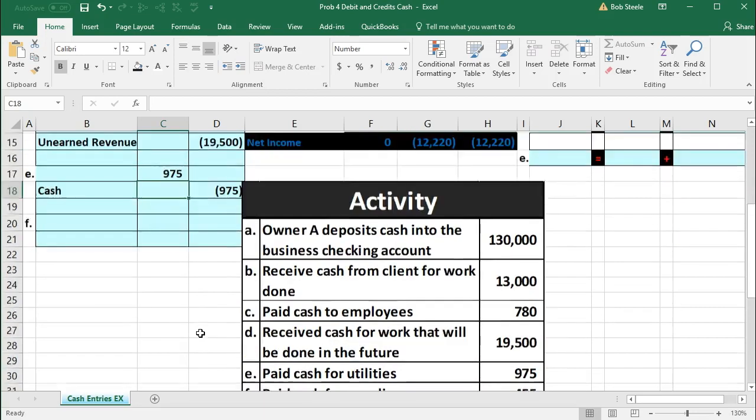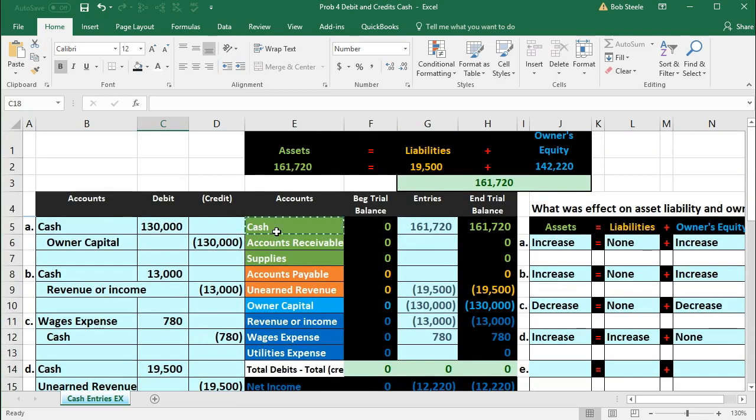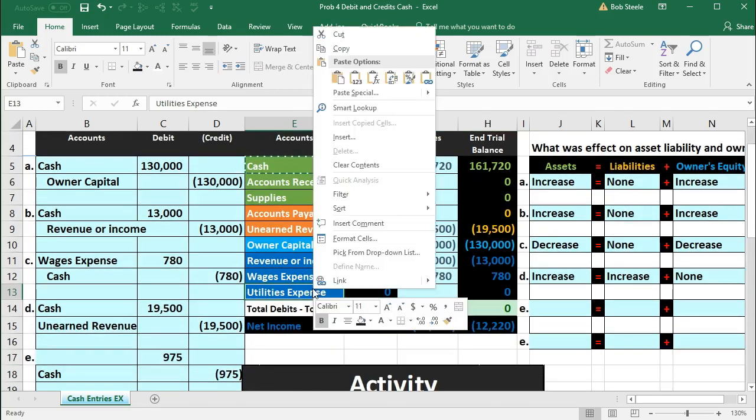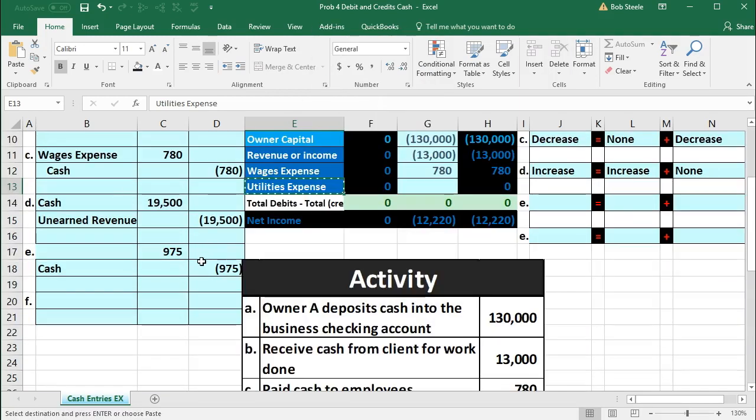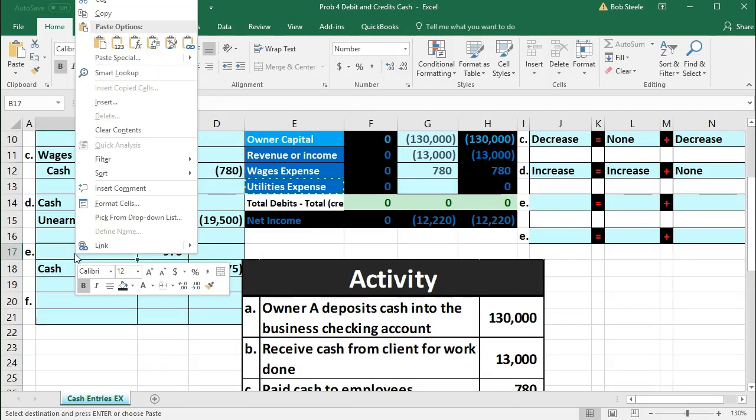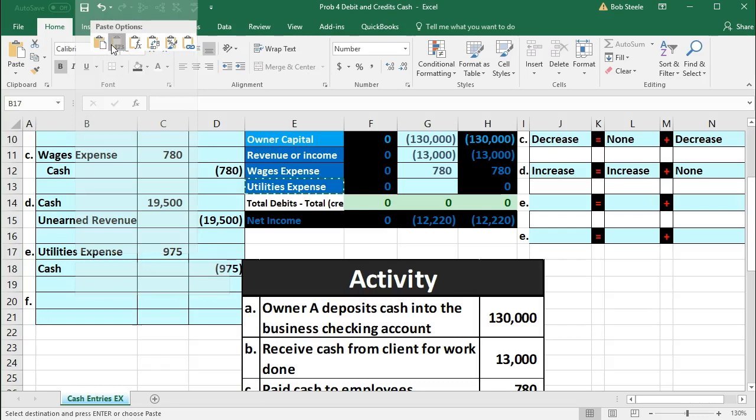We paid for utilities. So going back to our accounts, we can look for something related to utilities and of course find utilities expense here. Utilities expense then is going to be the account that we need. I'm going to copy that. I'm going to put that on top here in B17. Right click and paste 1, 2, 3.